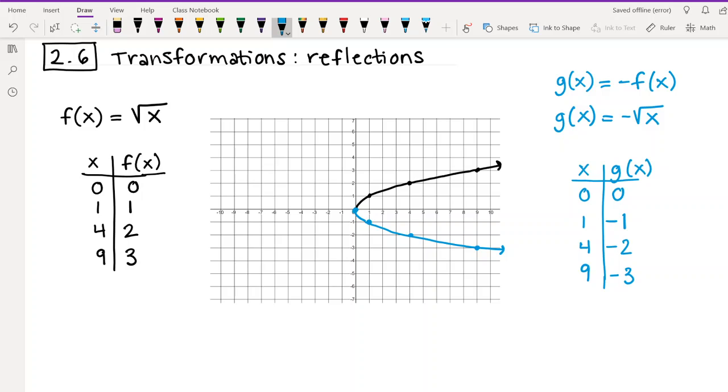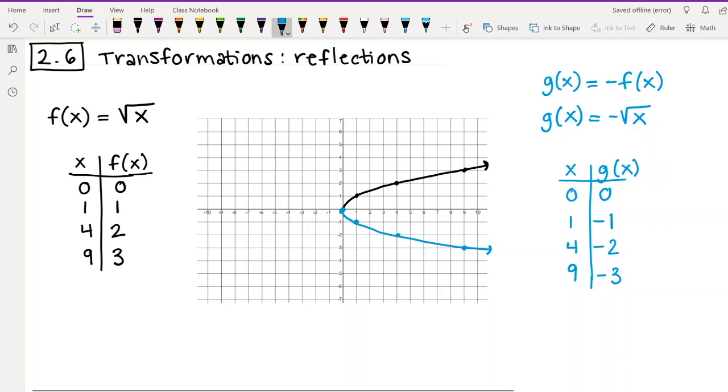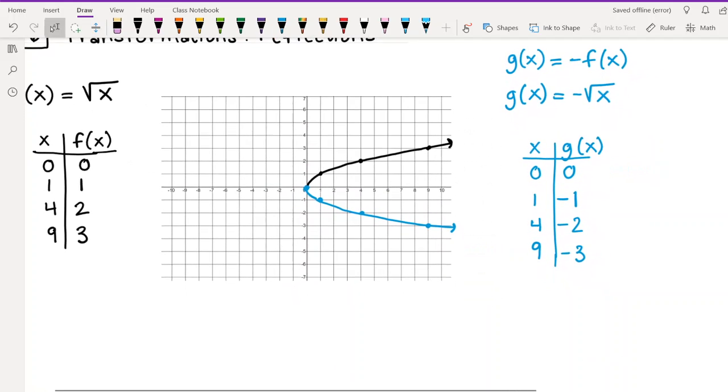So how would you describe what happened here? Well, our graph was reflected, right? It was flipped. And I think there's kind of two ways to describe this flip. I'm going to write it both ways. So I would say one way of describing it is that the graph was reflected vertically.